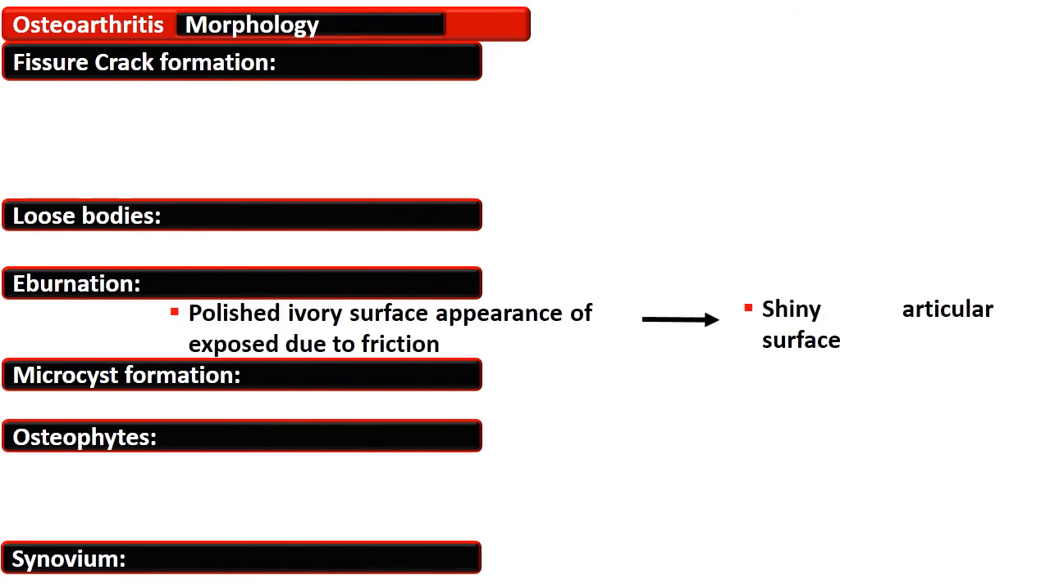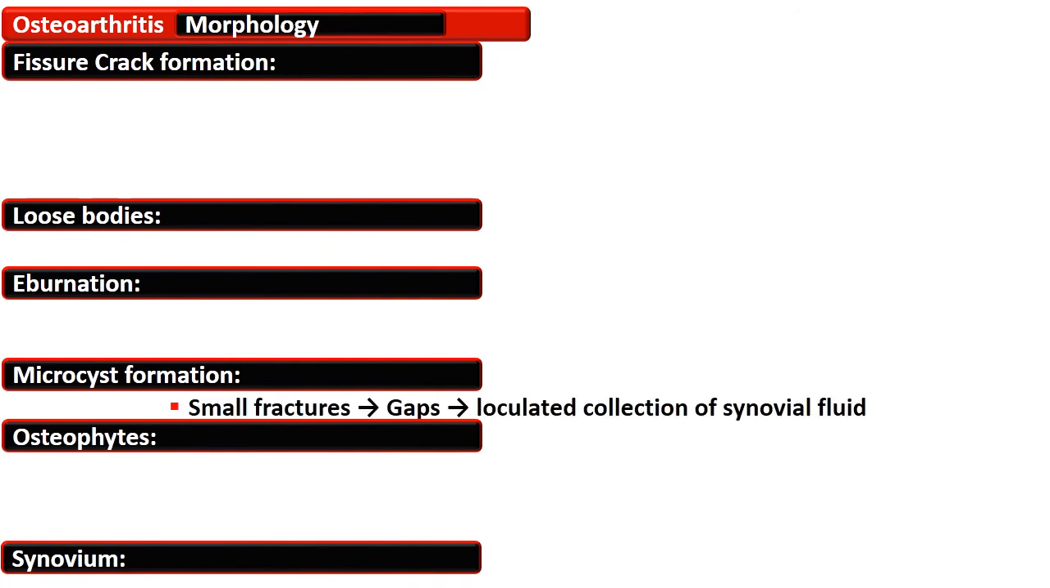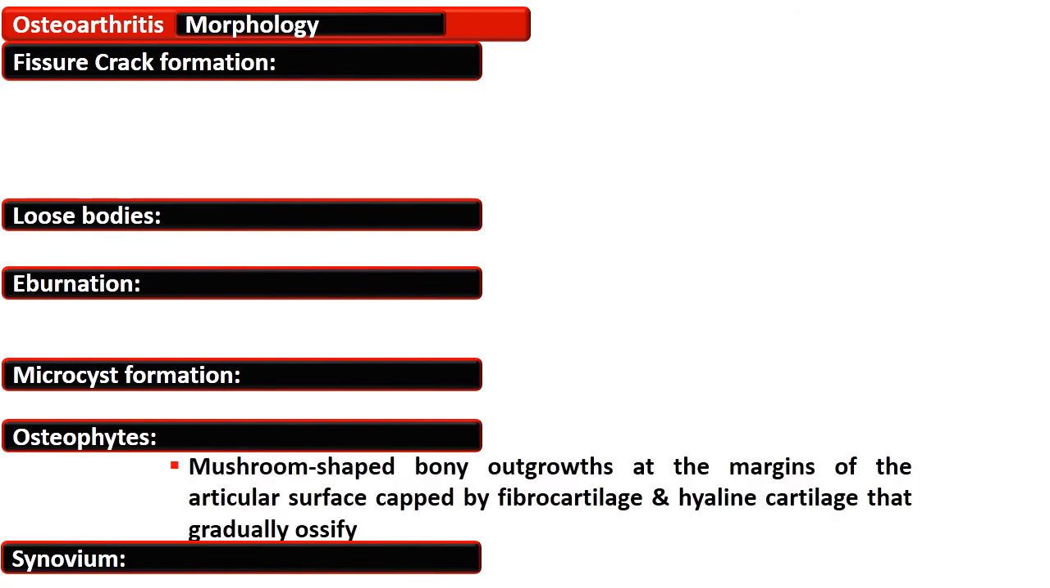Then eburnation is due to friction. This exposed joint surface is now eburnated, and it is basically a shiny articular surface. Microcysts are formed due to collection of the synovial fluid within, due to formation of gaps and small fissures inside.